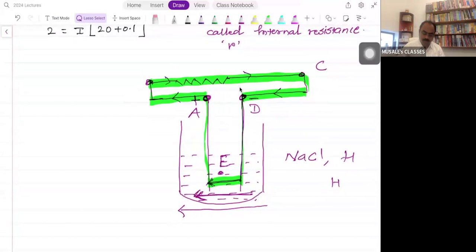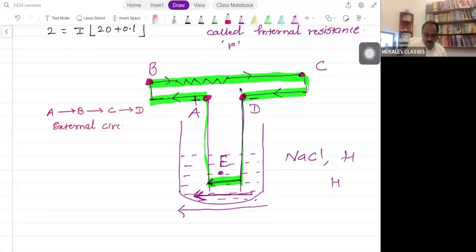This was point A. Let's say this was point B. This is point C. This is point D, and this is E. From A, when we move to B, from B when we move to C, and from C when we move to D, that path from A to D is known as the external circuit. It is known as the external circuit.